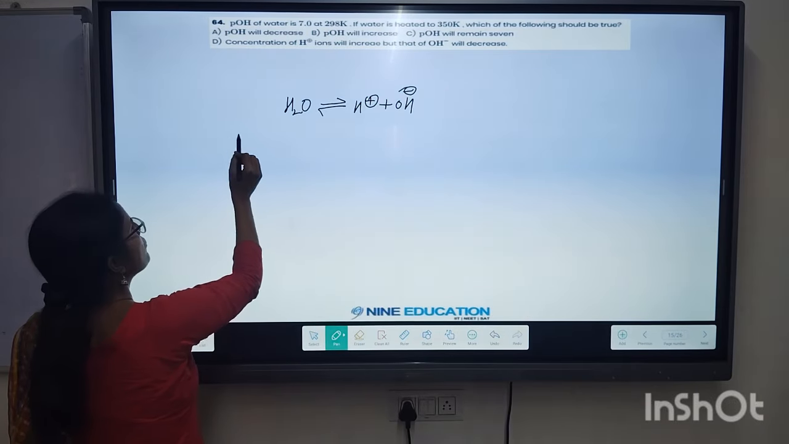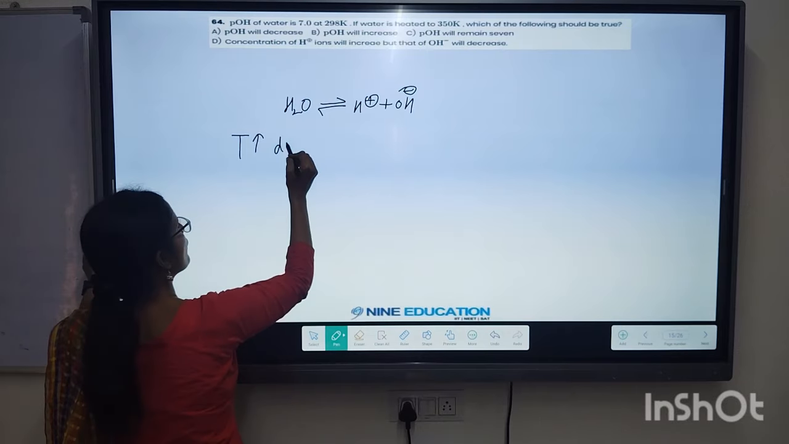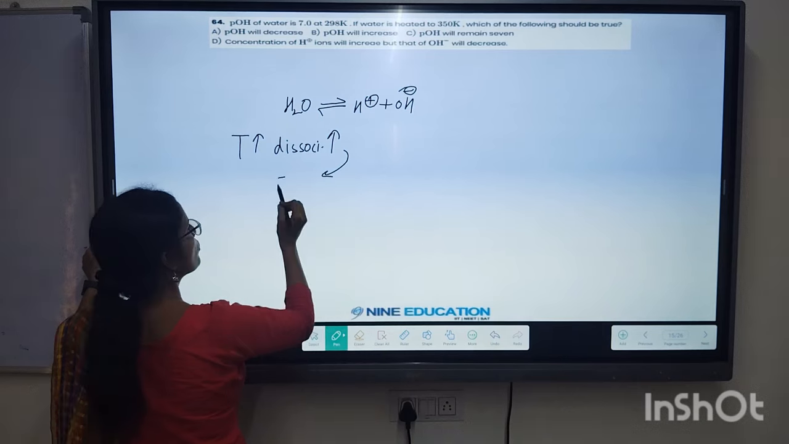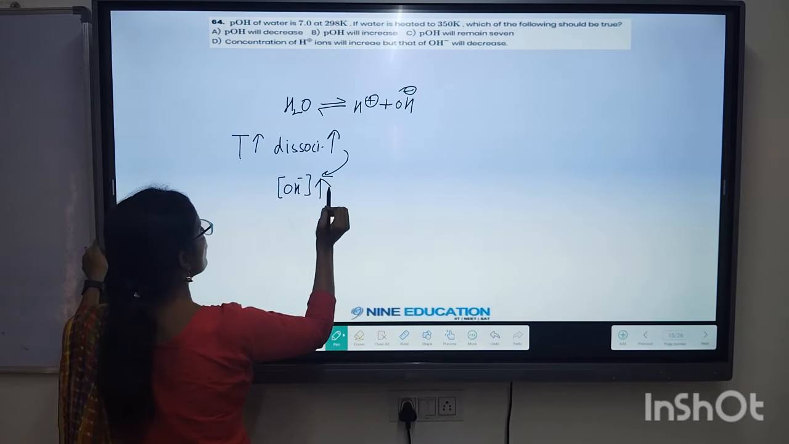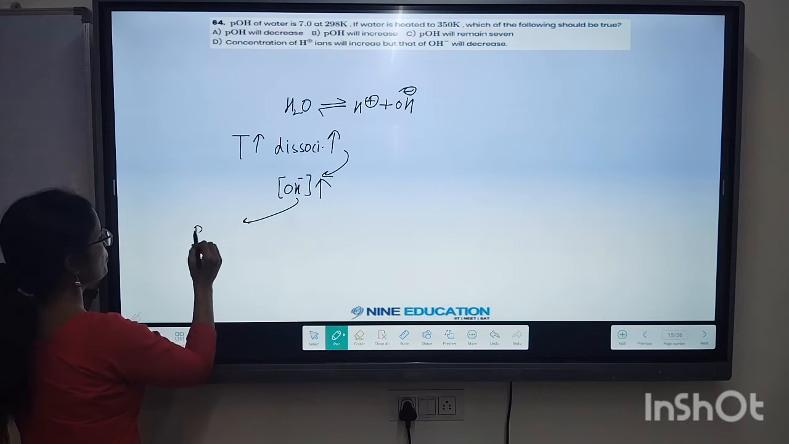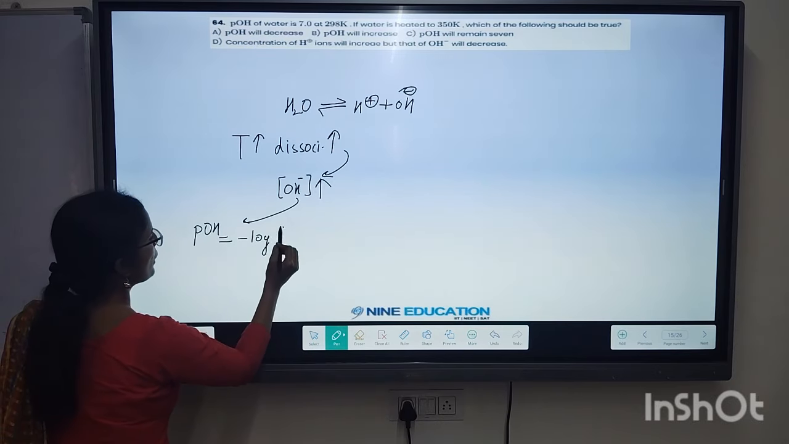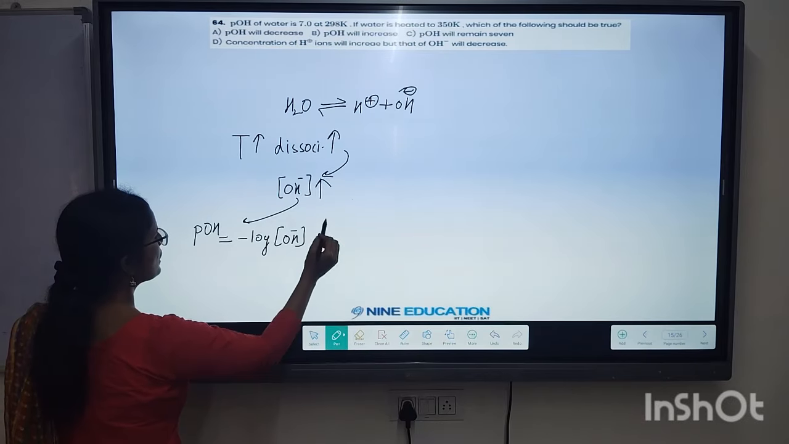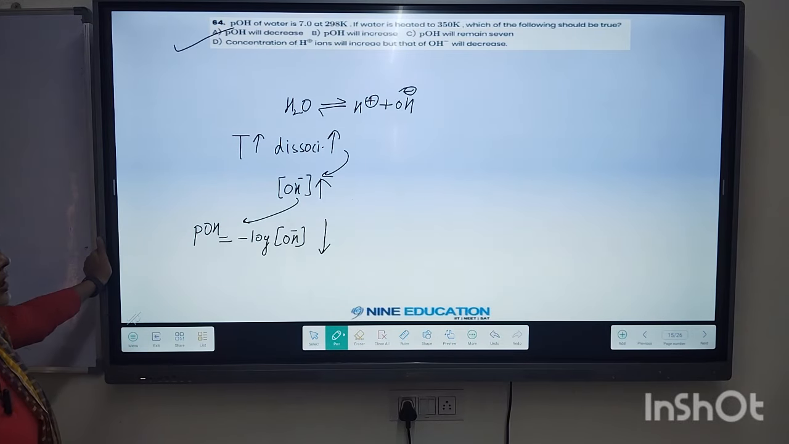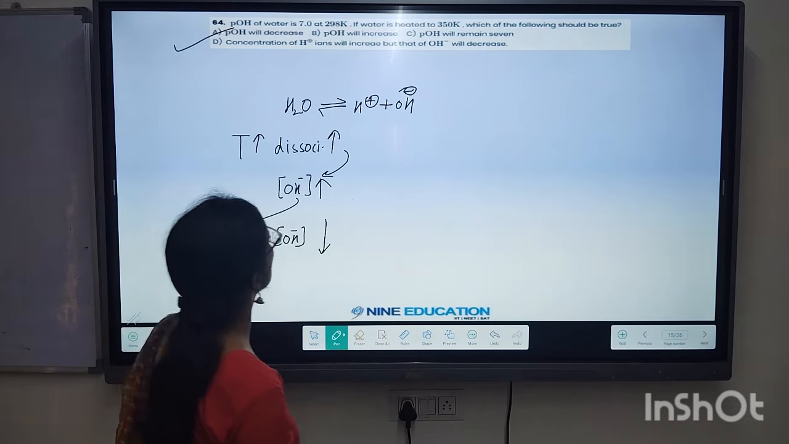Now we know that if we increase the temperature, dissociation of water will be increasing. Ultimately you will see OH minus concentration will also be increasing, and if OH minus concentration is increasing, it means pOH, which is equal to minus log of OH minus, will be decreasing. So what option should be the correct option here? A. It's just a conceptual problem: increasing the temperature, dissociation will increase, and ultimately pOH is going to decrease only. Okay, so the correct option will be A.